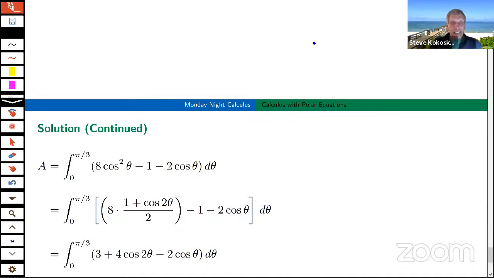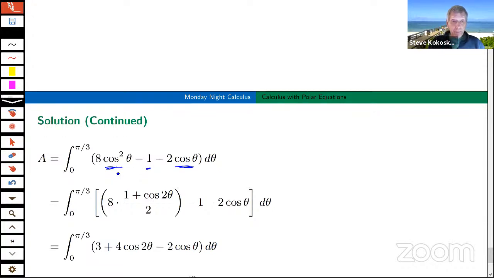How do I integrate this? Well, let's see. This one's easy to integrate. I can find an antiderivative of 1 pretty easily. This one's pretty easy to do. I know an antiderivative of the cosine. And this one right here, cosine squared, is actually a bit easier than the one that we just did where the argument was 3 theta. So once again, I'm going to use a half-angle formula.